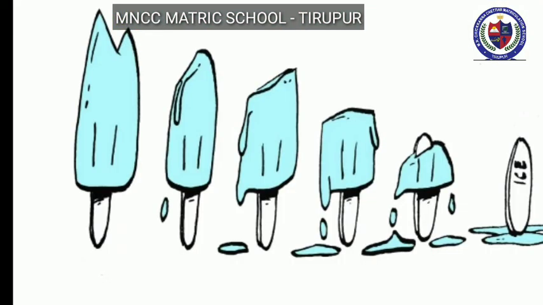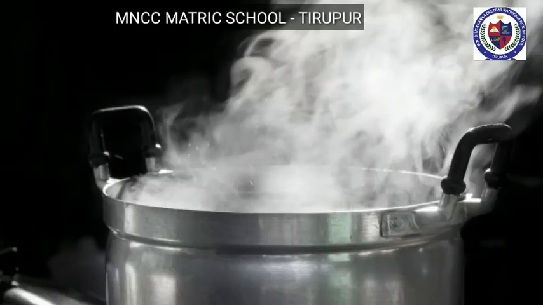Melting. Melting is the changing of a solid into its liquid state. For example, melting of ice. Vaporization. What is vaporization? There are two types of vaporization, boiling and evaporation. The first one is by heating, and the second type of vaporization is natural.